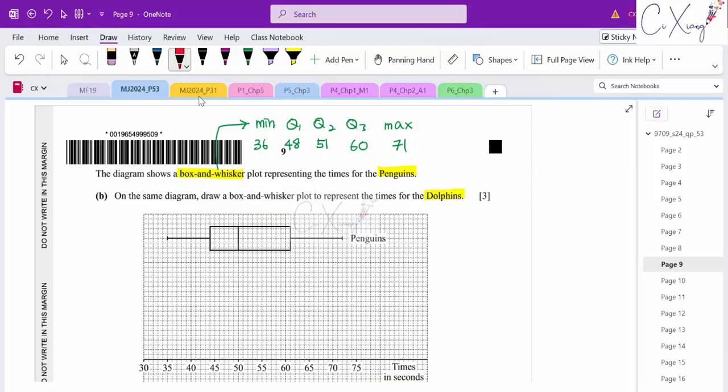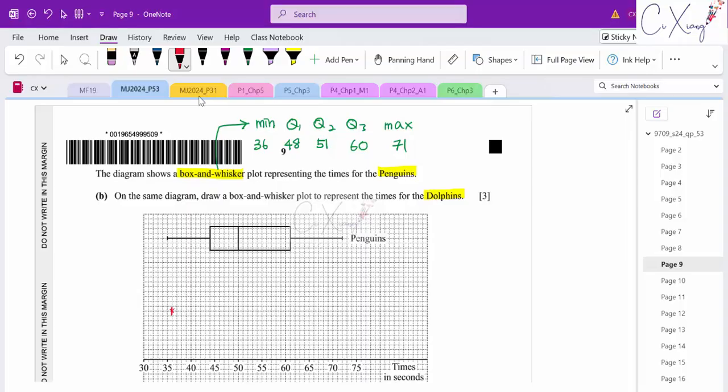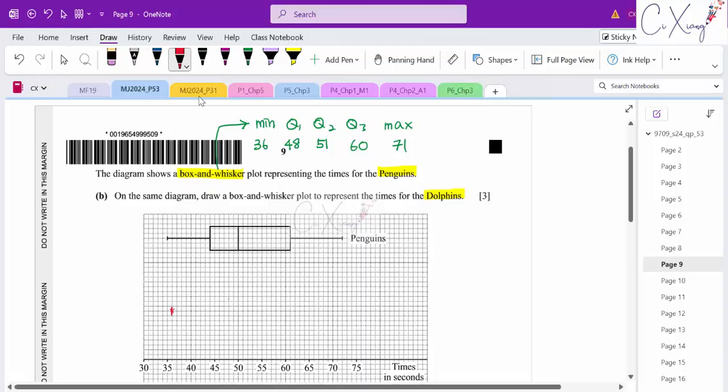This is 36. This one, right? Okay, so I put a small line. And then 48. So where's the 48? Okay, so this is 48. Then 51. Then 60. And the maximum value is 71.